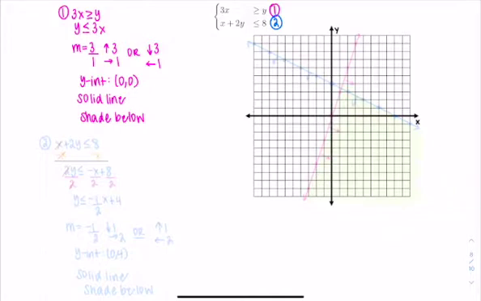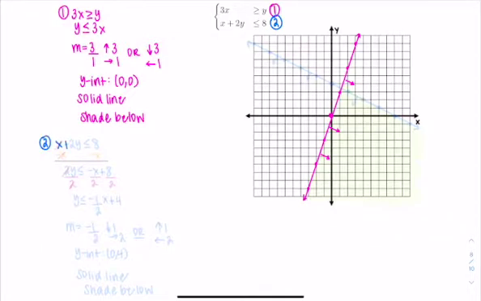And because it is less than, that means I'm going to shade below. So let's go ahead and plot this one. Our y-intercept is at the origin, and we have a slope of 3. This is a solid line, and we want to shade below. I'm just going to use arrows to indicate where I want to shade.